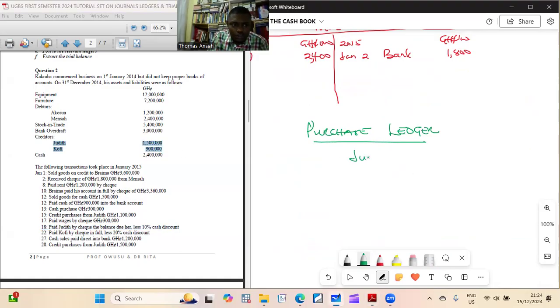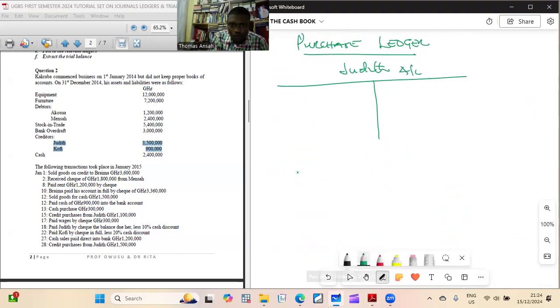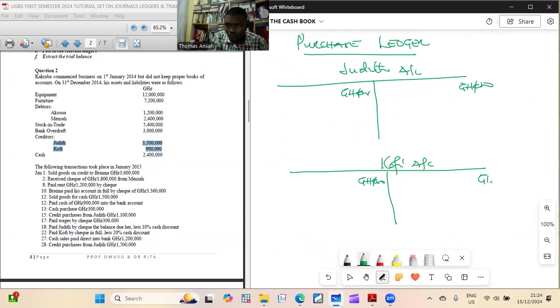You have Judith. So you need to open account for Judith. So you have Judith account. Then the next person is Kofi, right? You have Kofi's account. So that is that. So open this one. Open this one. Already they have some balances. So balance brought down, they have some balances.